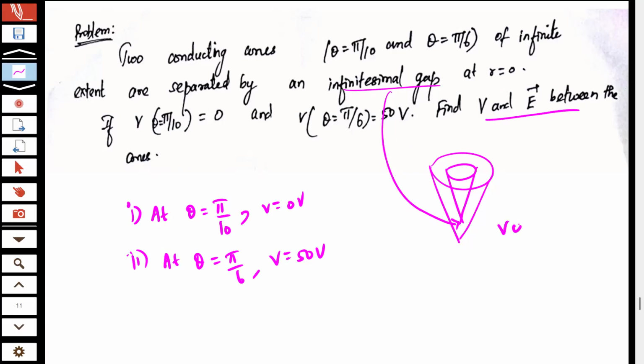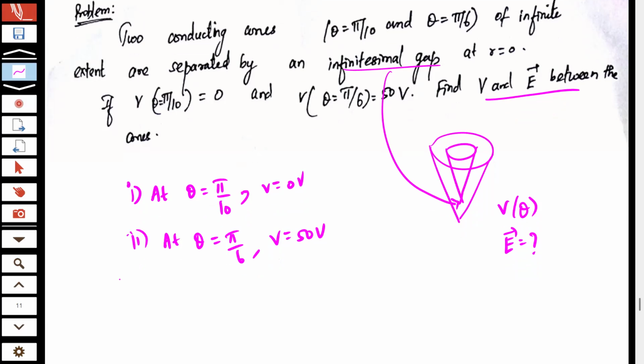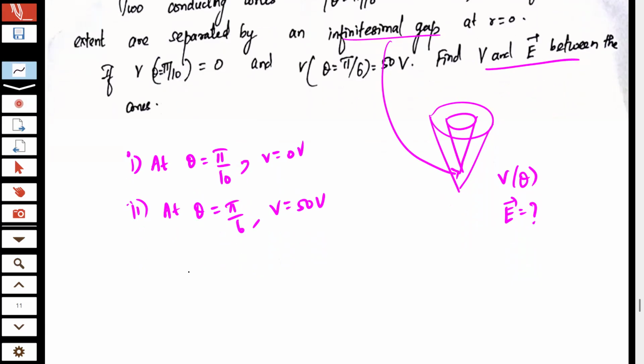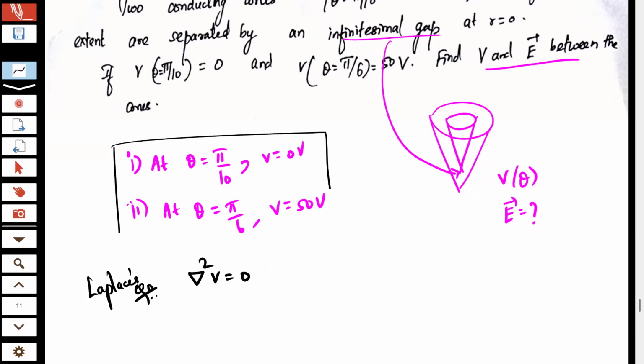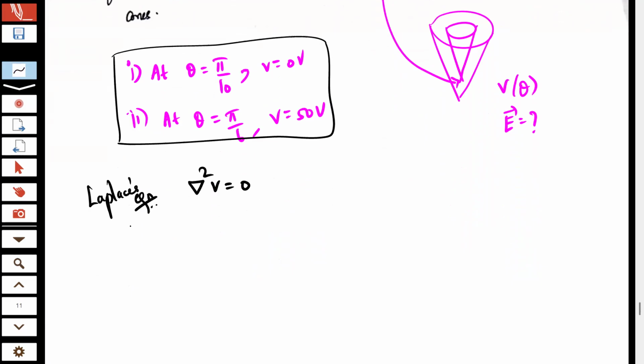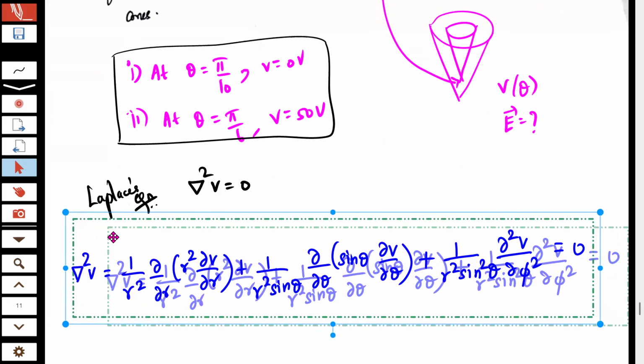So we have to find first V, which is a function of theta, and electric field intensity. So we have to start solving this in spherical system of coordinates. Now we have to consider Laplace equation, which is del square V equals 0. Starting from this Laplace equation, applying these boundary conditions, we will find what is V, which is a function of theta. We will write the Laplace equation in spherical system of coordinates.